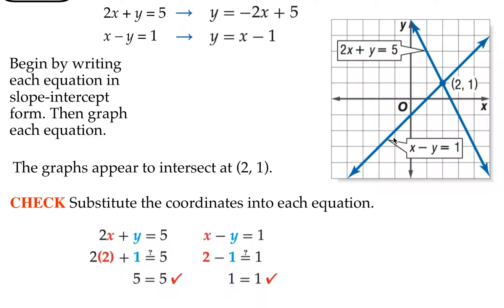The reason you want to check your answers is when you're graphing these, sometimes if you don't graph using a straight edge and you're just doing it by hand, you might think it's a solution, but you should really check it to make sure that you've graphed it accurately, or use a graphing utility to check your answer.